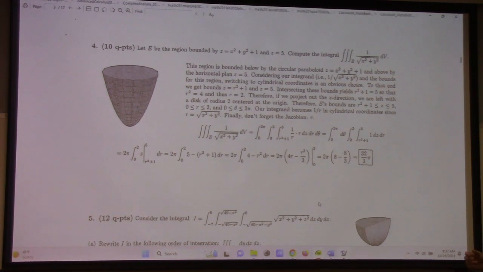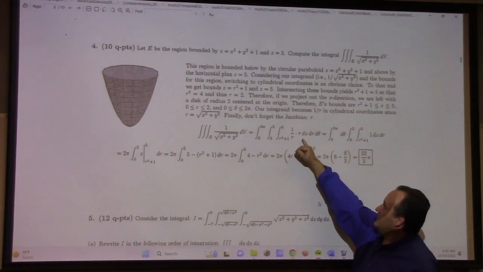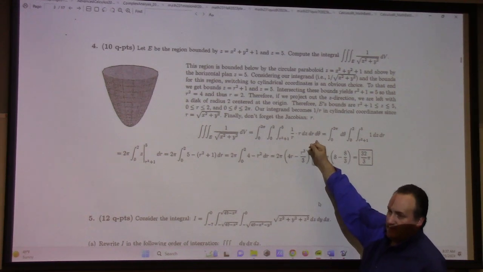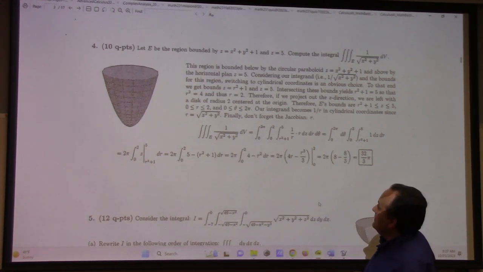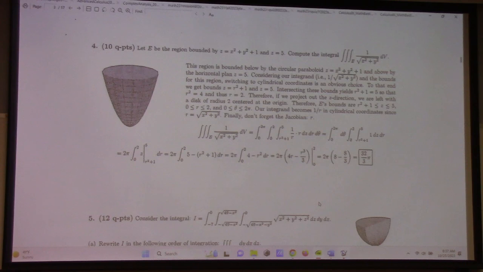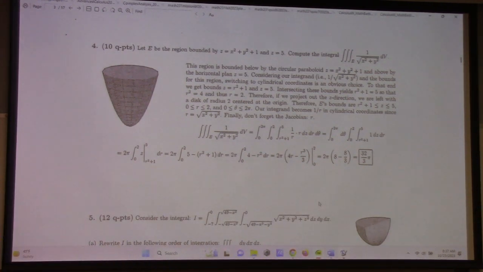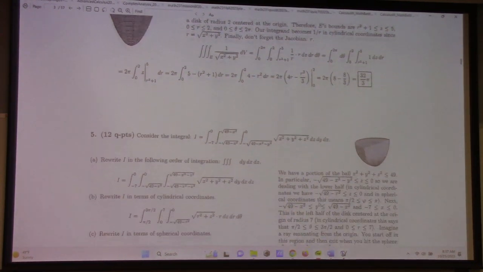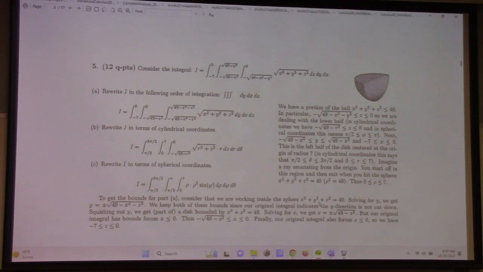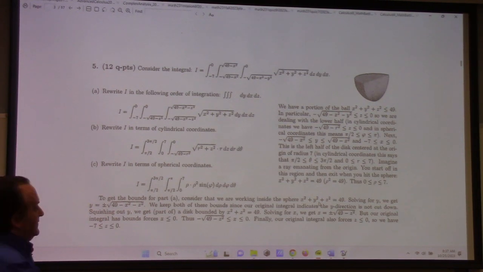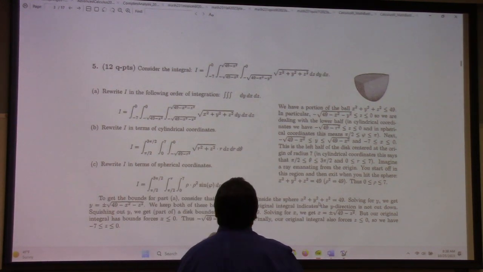Remember that for the dV, we've got r dz dr d theta, because the r from the cylindrical Jacobian appears there. Let's see here. Problem 5. This one is just about setting up, and it's a good problem. So we have to interpret what the original problem means.